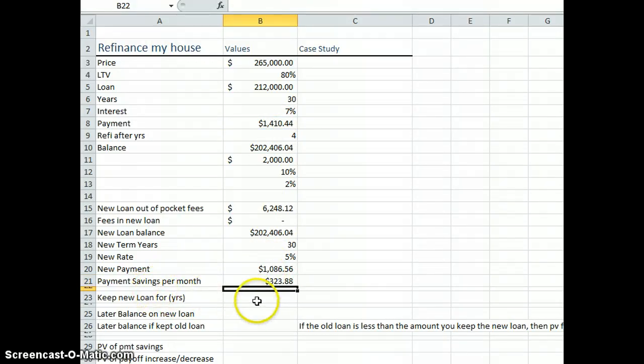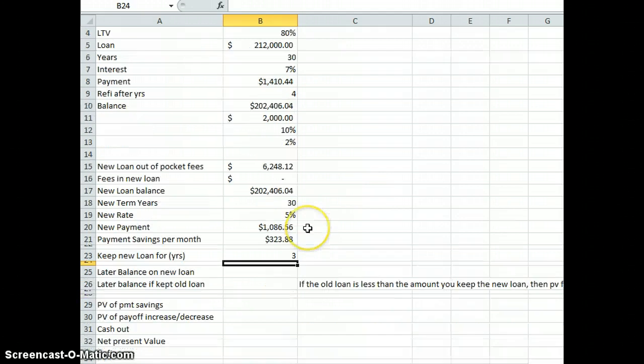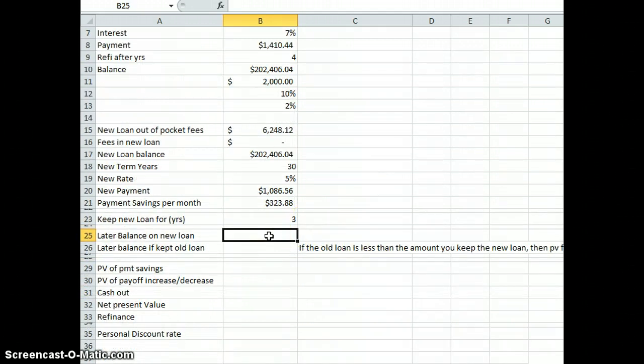Since he's possibly moving to Alabama in 3 years, we're going to put 3 there. And then for this, what we're going to do is just the present value function of these payments over the 3 years that we'll be keeping it.